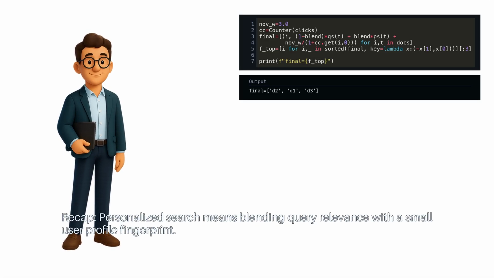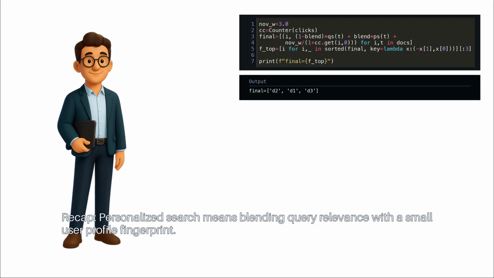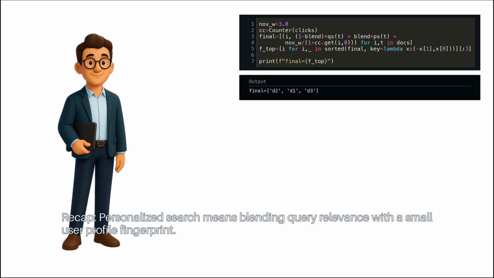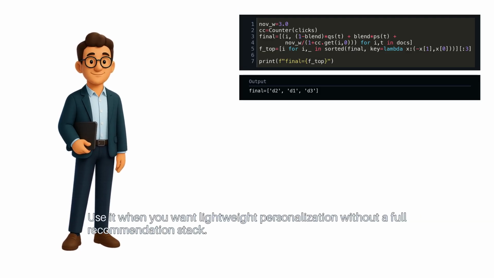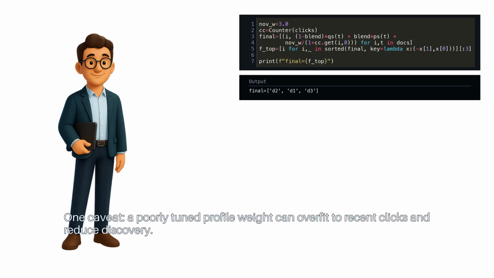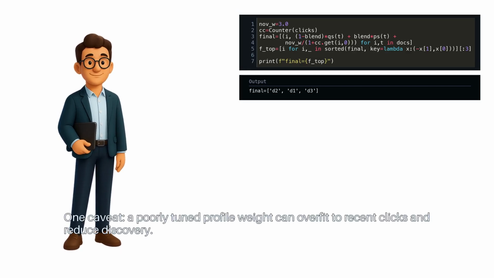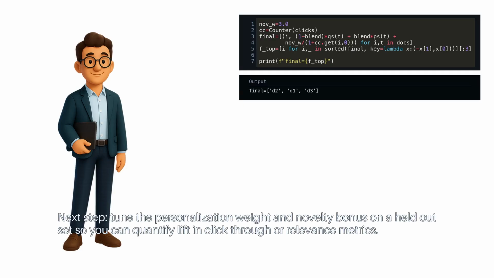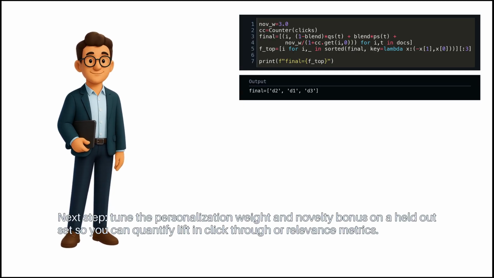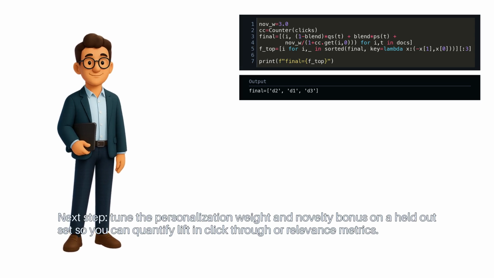Recap: personalized search means blending query relevance with a small user profile fingerprint. Use it when you want lightweight personalization without a full recommendation stack. One caveat: a poorly tuned profile weight can overfit to recent clicks and reduce discovery. Next step: tune the personalization weight and novelty bonus on a held-out set so you can quantify lift in click-through or relevance metrics.